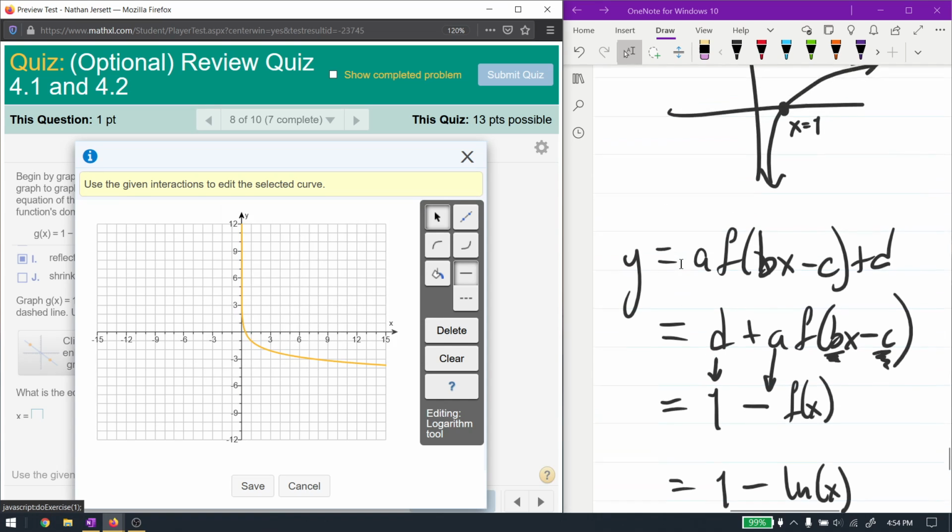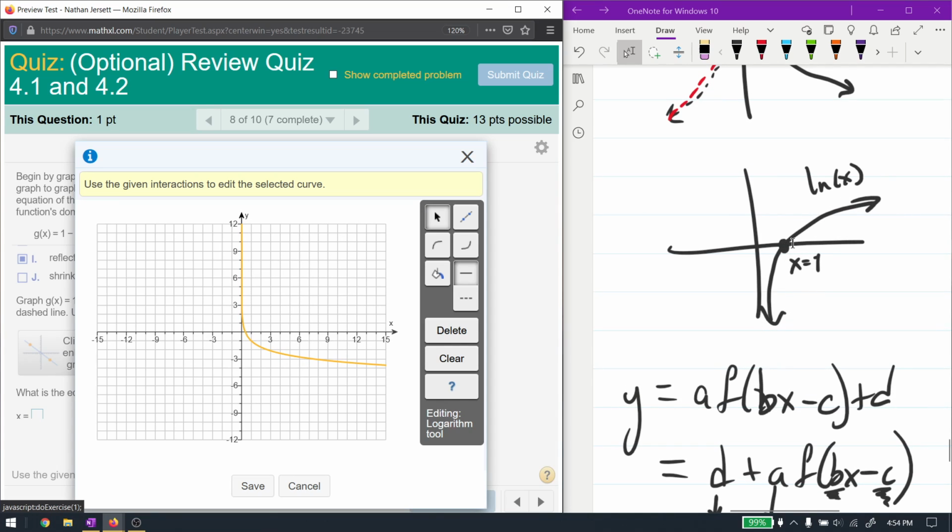And that's what this looks like. We're going to shift it up 1 unit, so it's going to look like this, and then reflect it across the x-axis. It gets reflected across there. It's going to look like that, like this right here.